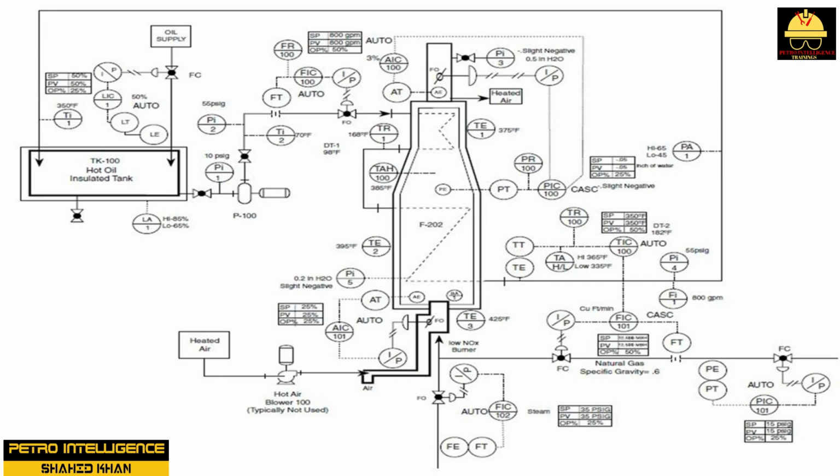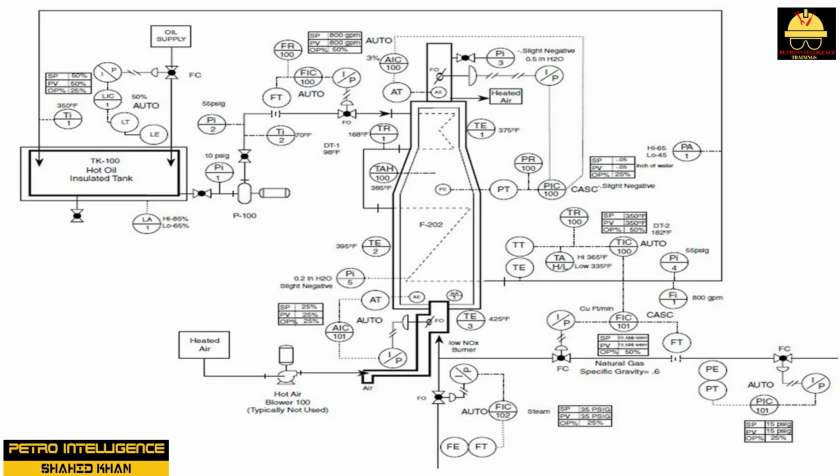14. Set FIC 101 to 3,500 cubic feet per hour and place in manual. 15. Set AIC 101 to 21% and place in auto. 16. Light burner and allow F2O2 to come up to temperature. 17. Increase FIC 100 to 600 GPM. 18. Set FIC 101 to 8,500 cubic feet per hour. 19. Increase FIC 100 to 800 GPM and put controller in auto.